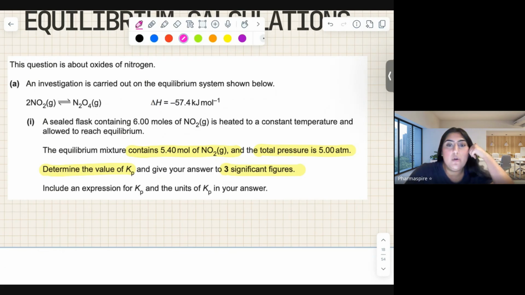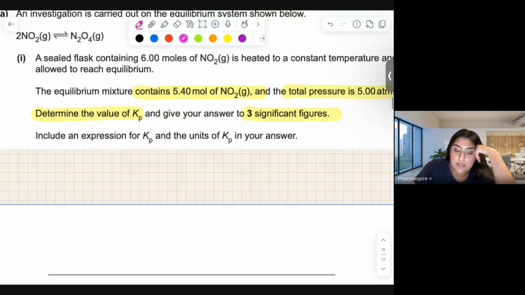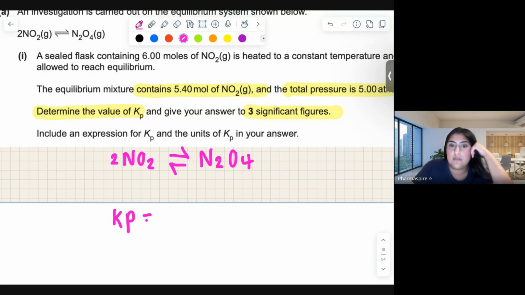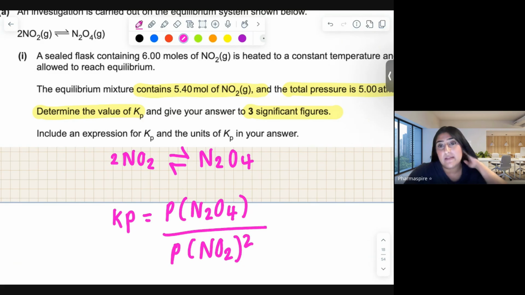Okay, first things first, I'll get the easy stuff out of the way. I'm going to write the Kp expression first. We've got 2NO2 gives N2O4, that's our equation, isn't it? So it's products over reactants. Please, for the love of God, remember your curve brackets. So you end up doing N2O4 over NO2, squared, because it's products over reactants. Cool. If you use square brackets, it won't give you the mark. So just be careful.